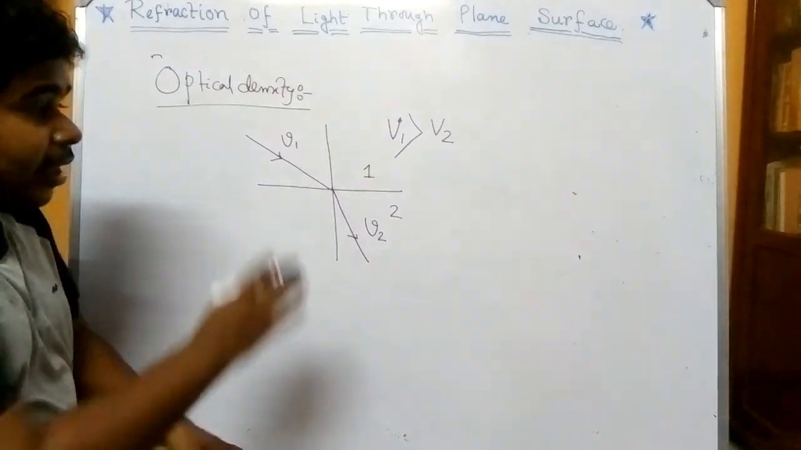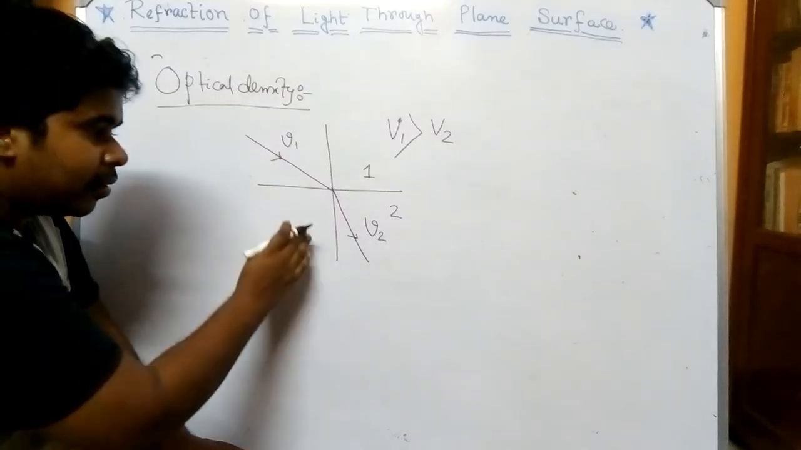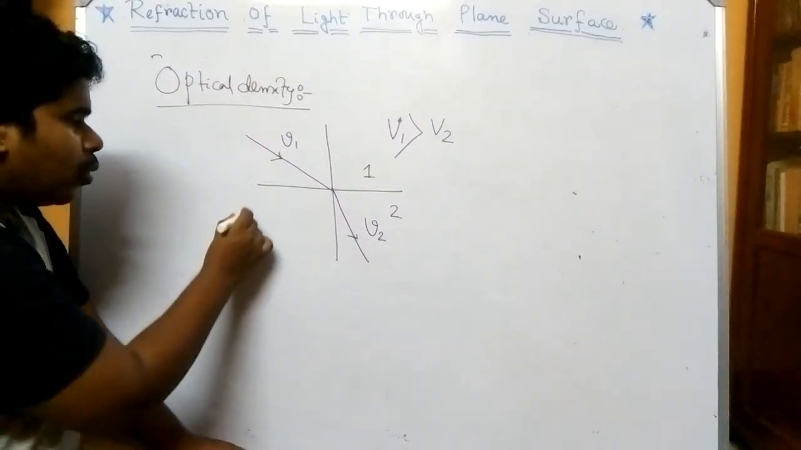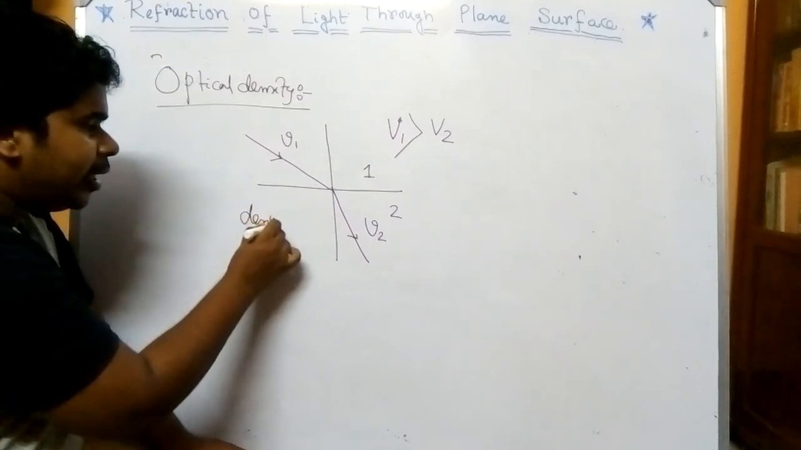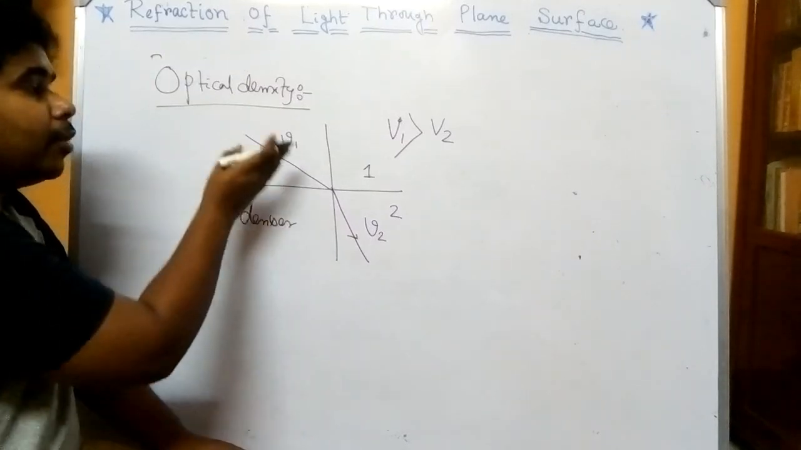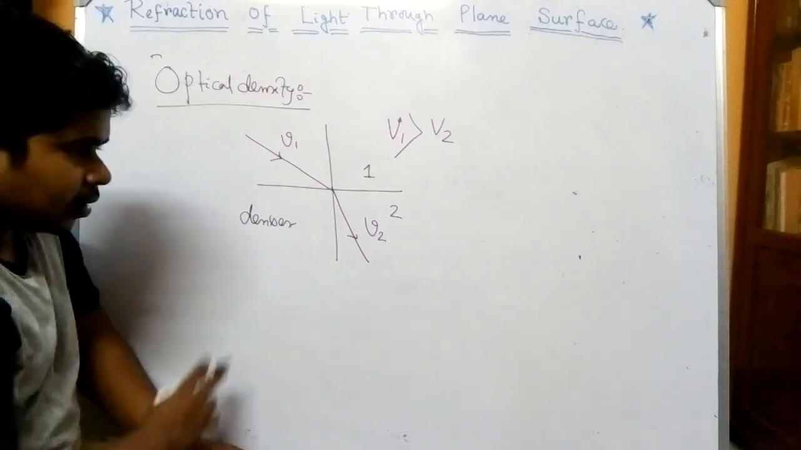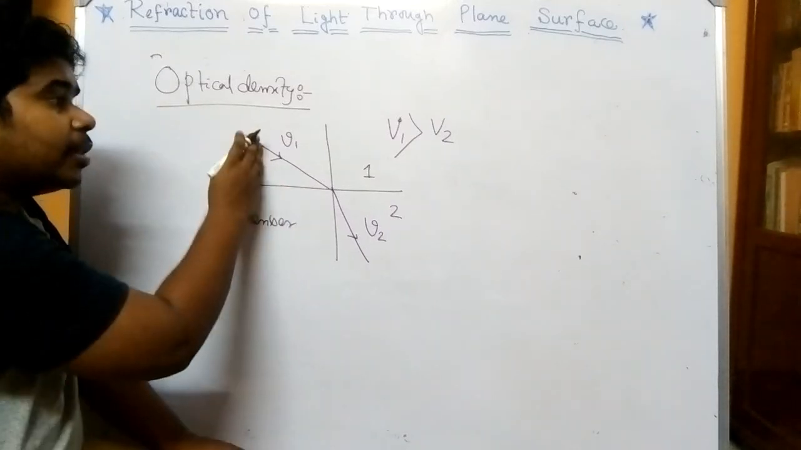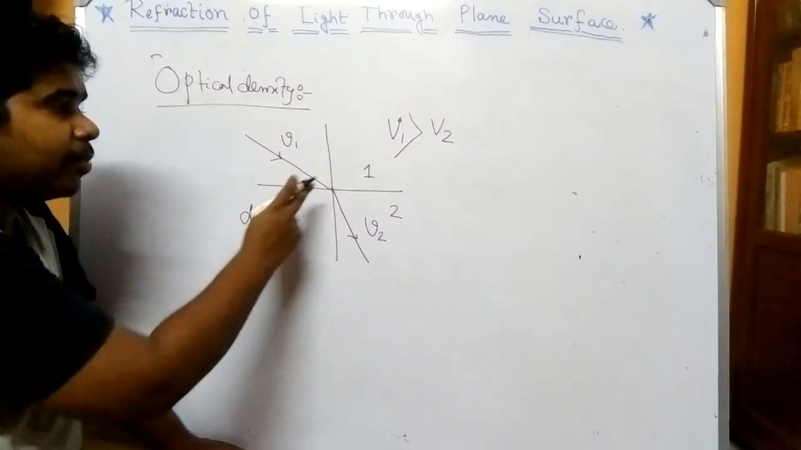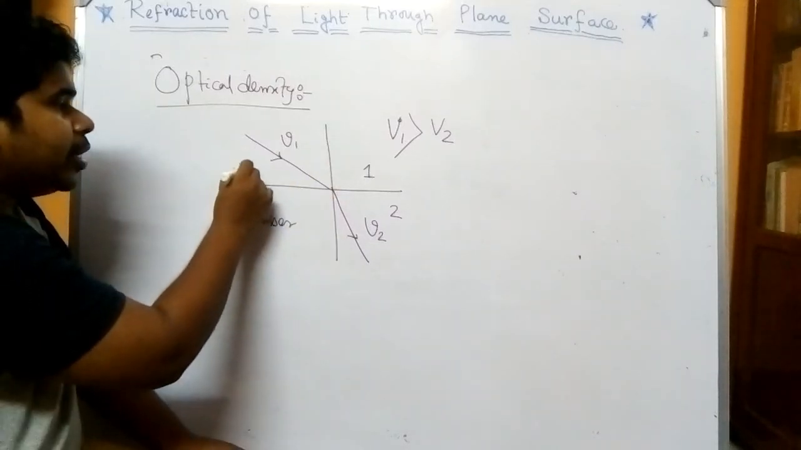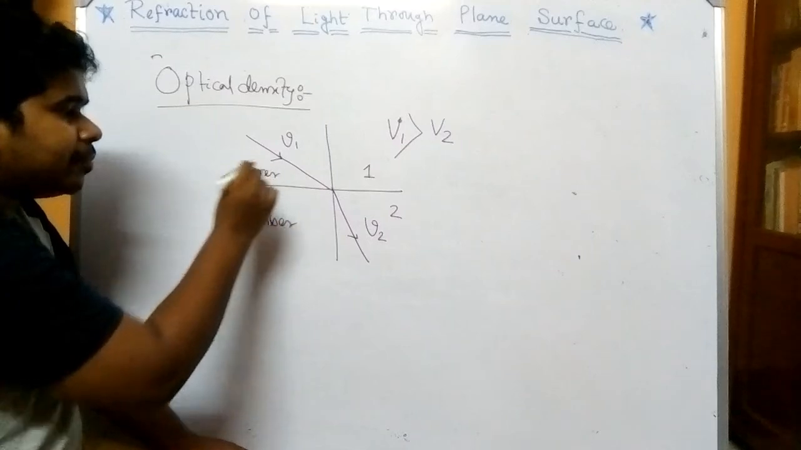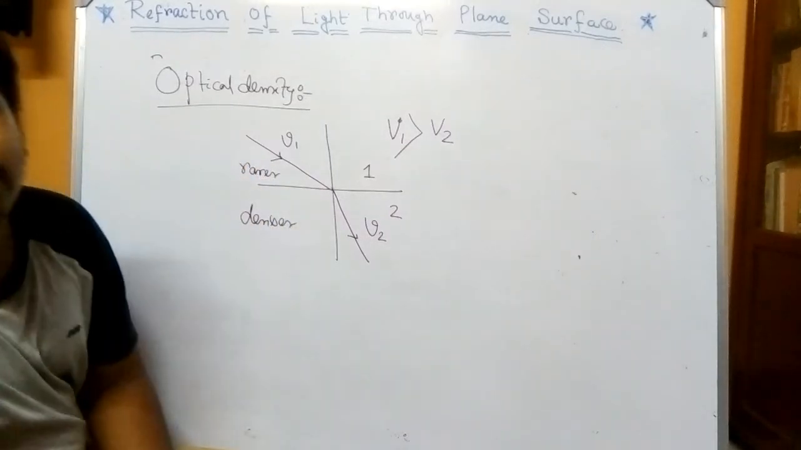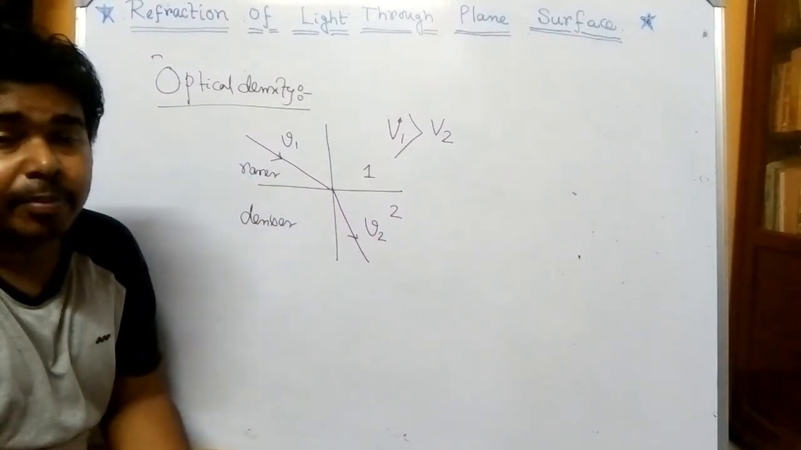So if that happens, then the second medium is known as an optically denser medium than the previous medium. That means the first medium is known as the rarer medium and the second medium is known as the denser medium.